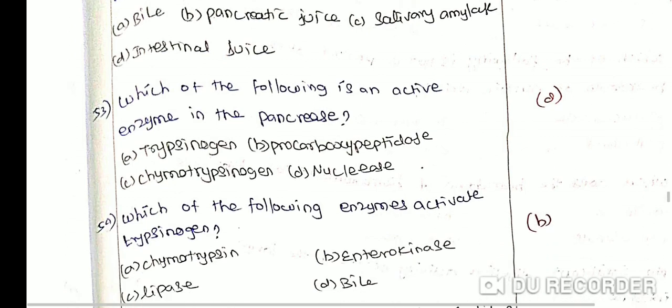Which of the following is not an inactive enzyme in the pancreas? Option A trypsinogen, option B procarboxypeptidase, option C chymotrypsinogen, option D nuclease. The correct answer is option D nuclease. The inactive enzymes of the pancreas are trypsinogen, procarboxypeptidase and chymotrypsinogen. The other pancreatic enzymes include amylase, lipase and nuclease.